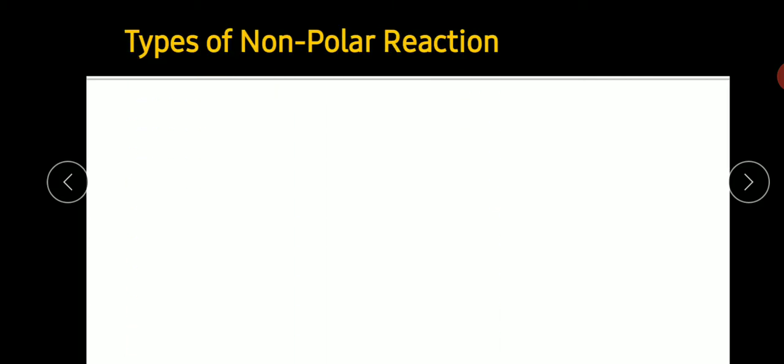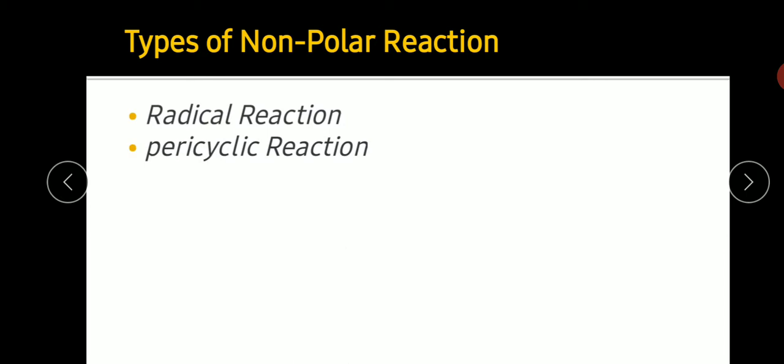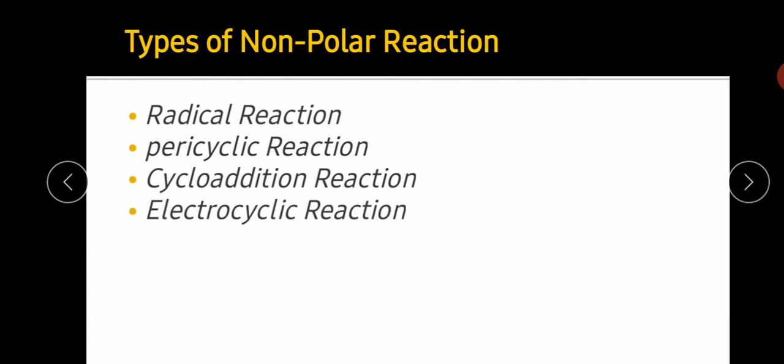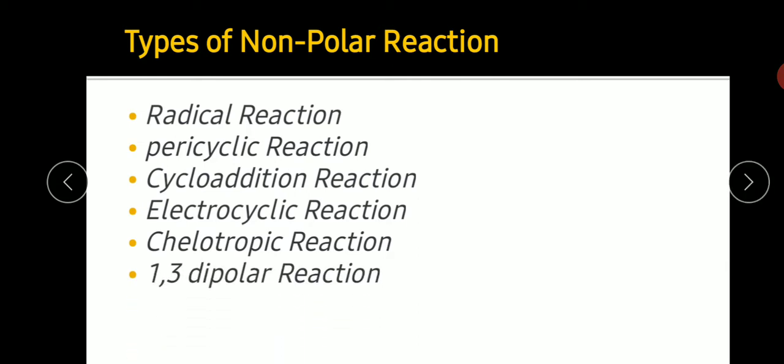Now see the types of non-polar reaction. The first type of non-polar reaction is the radical reaction. Second is the pericyclic reaction. Then pericyclic reaction is again divided into four types. The first is the cycloaddition reaction. Second is the electrocyclic reaction. Third is the cheletropic reaction. Fourth is the 1,3 dipolar reaction.